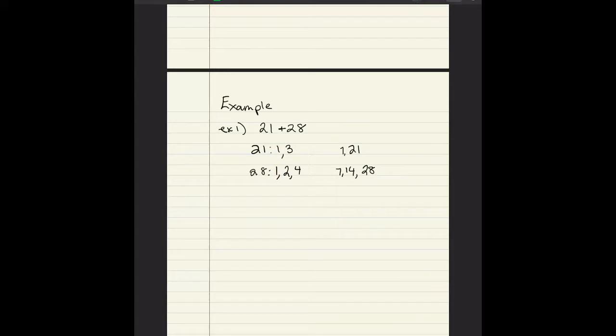Highlight everything in common. Okay, highlight everything we have in common. 3 is not in common. Just 1 and 7 are. So the greatest of these, so the GCF equals 7.